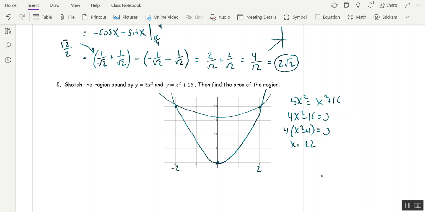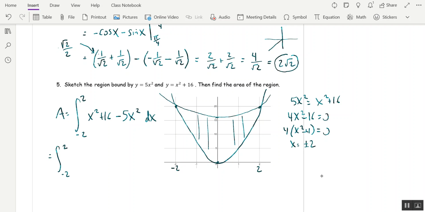All right, so our area is the integral from negative 2 to 2 of the top curve, which is x squared plus 16, minus the bottom curve, which is 5x squared, dx. So I'm doing vertical lines, top minus bottom. Let's clean up. This is the integral from negative 2 to 2 of negative 4x squared plus 16, dx.